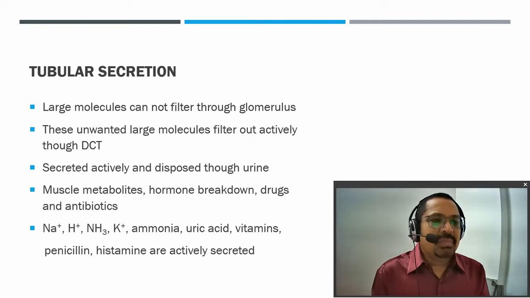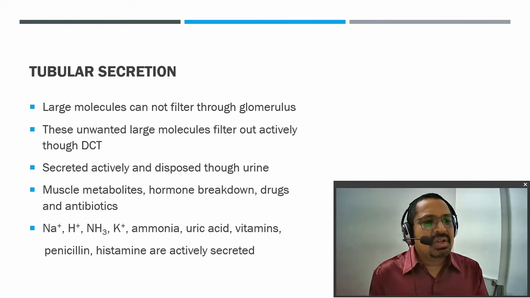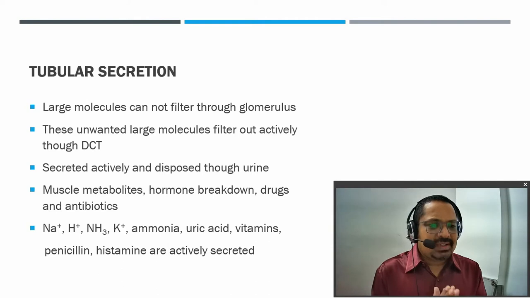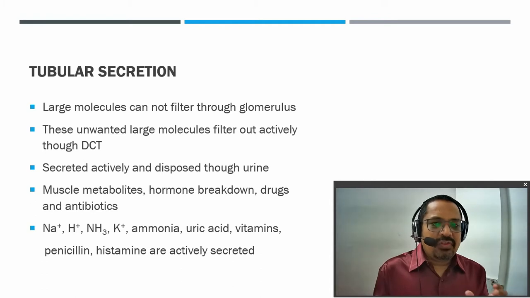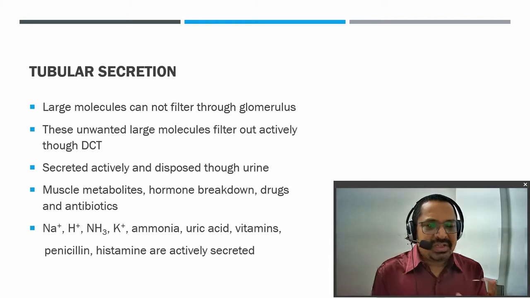Mainly the metabolic waste products or muscle metabolites, hormonal breakdown molecules, or larger molecule drugs or antibiotics are actively secreted through the tubules, like sodium, hydrogen, ammonia, potassium, uric acid, vitamins, penicillin, histamines. They are actively secreted inside the tubule so that they can be disposed of. So what is required for secretion but cannot be filtered through the glomerulus is secreted by the tubules. This is the process present over here.